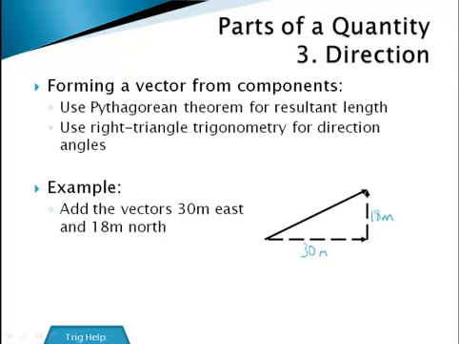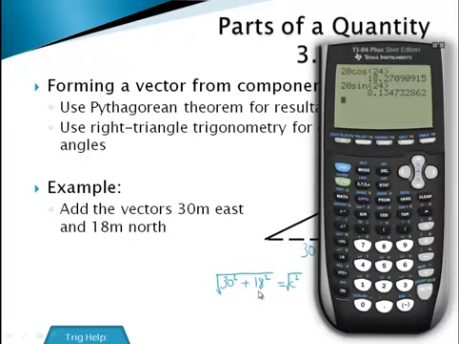To figure out the length of the resultant vector, this is just two sides of a right triangle, and so I can immediately use the Pythagorean theorem. Pythagorean theorem is that 30 squared plus 18 squared should be our hypotenuse squared. And so to solve this, take the square root of both sides. And we can calculate this. The square root of 30 squared plus 18 squared is about 35.